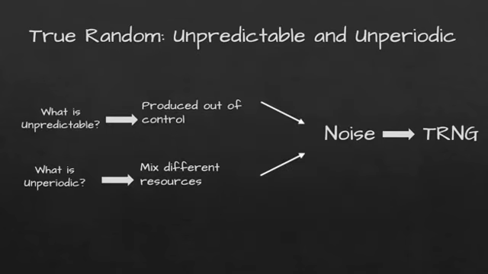So there are two basic concepts to design a truly random generator: unpredictable and unperiodic. To think about these two questions, what is unpredictable? Things produced out of control are unpredictable. So what is unperiodic? If we mix things from different resources, that will be unperiodic. So we can see the noise will be a very good candidate to solve these two questions. And actually the Linux kernel uses noise to design its truly random number generator.